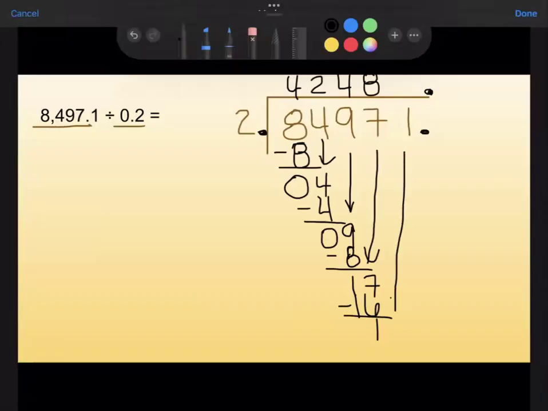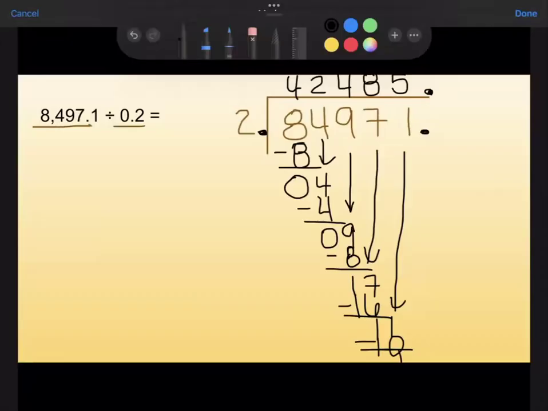So I'm going to bring down this 1. 2 goes into 11 5 times. So that's 10 with 1 left over. Okay, I kind of ran out of space, and like we talked about before, when you're dividing with decimals, you can't have a remainder. So I can't say that this is 42,485 remainder 1. I have to keep going.